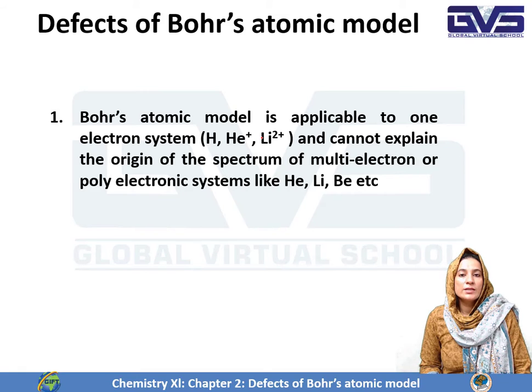Bohr's model is applicable to mono-electron systems, and it cannot explain the origin of spectrum of multi-electron, or polyelectronic systems like helium. In this case, neutral helium, neutral lithium, neutral beryllium. Neutral helium has 2 electrons, lithium 3, beryllium 4 electrons. So Bohr's atomic model is limited to mono-electron systems. I will discuss what the spectrum is in upcoming slides and also in the next lecture.